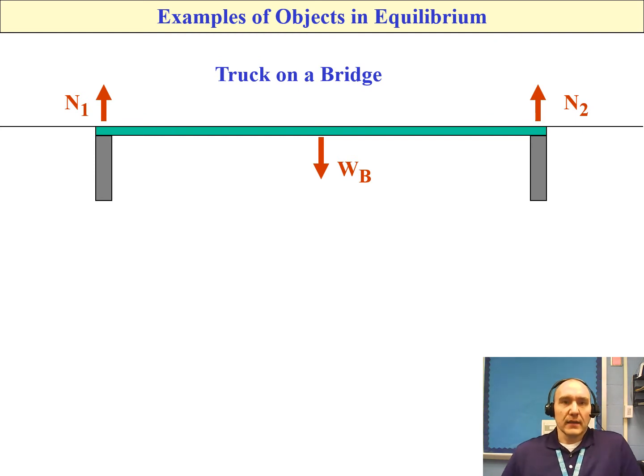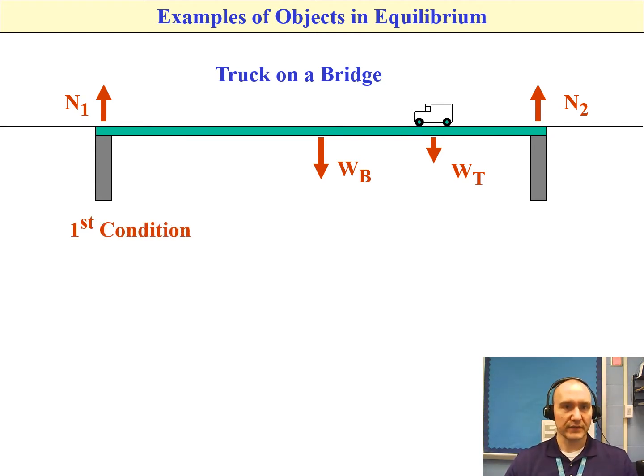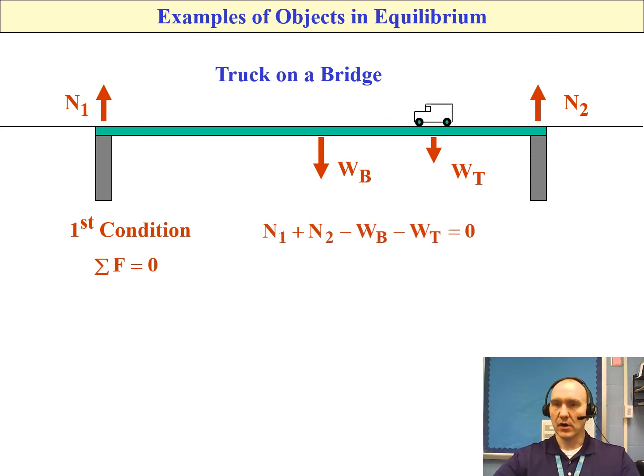So let's do the same thing, except this time we're going to move where the truck is. The truck is not going to be where the center of mass of the bridge is. It's actually going to be a little bit over, about 1/4 from the right-hand side. Okay, so first condition of equilibrium, net force is going to be equal to 0. So again, all the upward force is going to be equal to all the downward force. So normal force 1 plus normal force 2 are going to be equal to the weight of the bridge plus the weight of the truck.